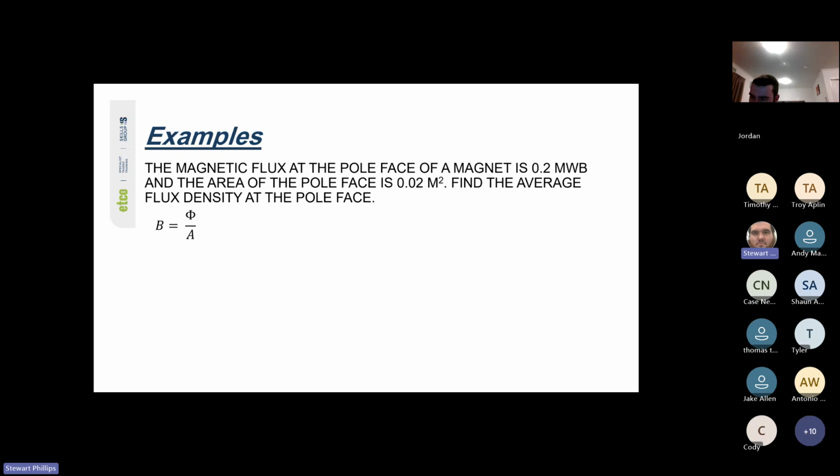So we use our calculation, B equals phi over A, or magnetic flux divided by area. So 0.2 times 10 to the -3, because it's milliwebers, it's meant to be a small m, but for some reason it's all capitalized. And the area of the pole face is 0.02 meters squared, so we don't need to change that. So B is equal to 0.01 teslas, or 10 milliteslas.